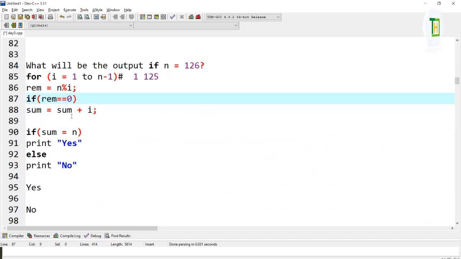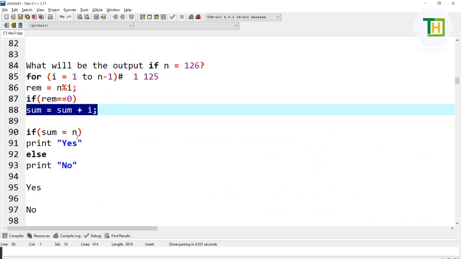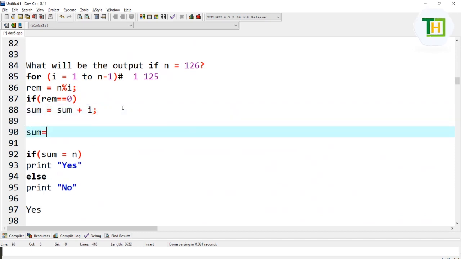That is pseudocode, right? We have to check if the remainder is equal to 0, and I have to add. Simply, what is the n value? The n value is 126. All the values by which 126 is divisible are going to be summed here. For example, is 126 divisible by 1? Yes, then sum is equal to 1.